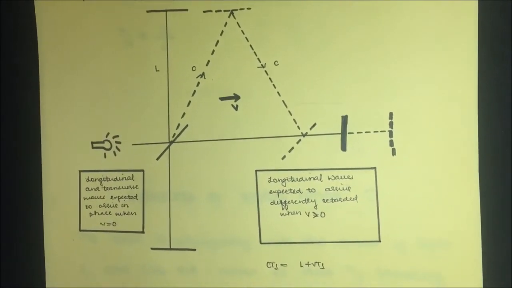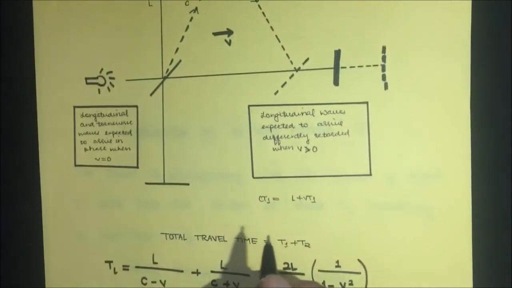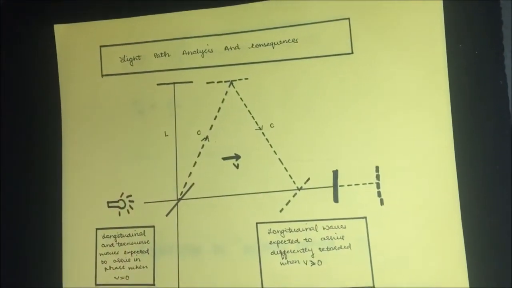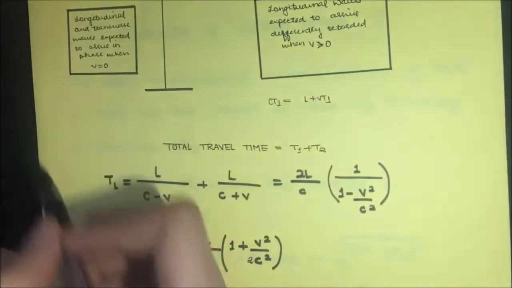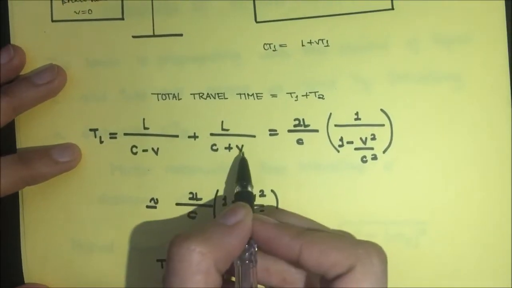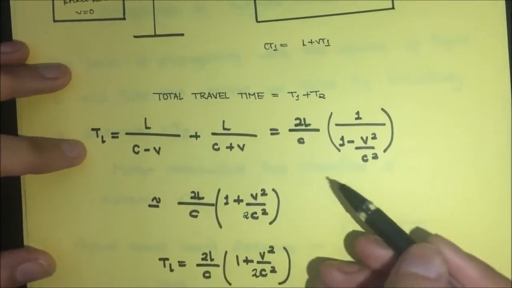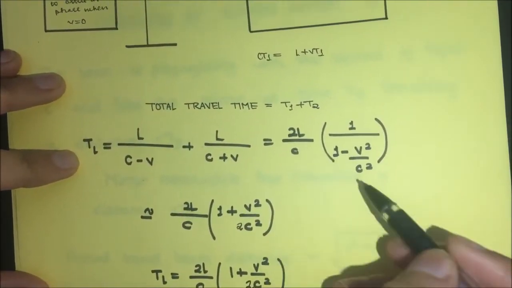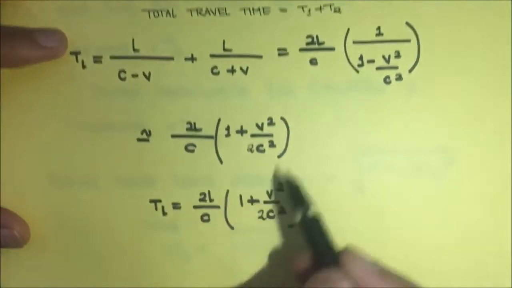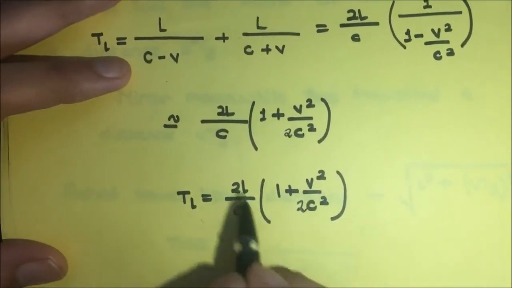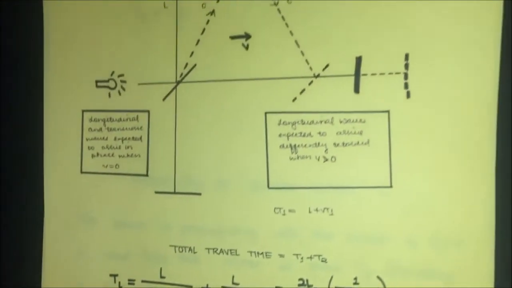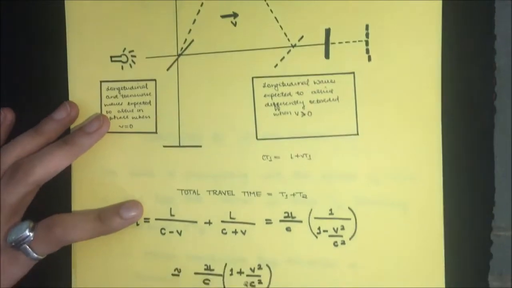Consequently, the travel time t1 is L upon c minus v. The same consideration applies for the backward journey with the sign of v reversed. So the total travel time t longitudinal is L upon c minus v plus L upon c plus v, which is time t1 and time t2, which eventually results in 2L by c into 1 upon 1 minus v square by c square. After applying binomial approximations, we get the final result as 2L by c into 1 plus v square by 2 c square. Michelson obtained this expression correctly in 1881.